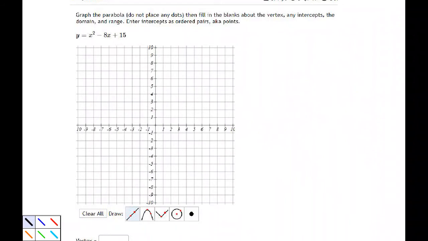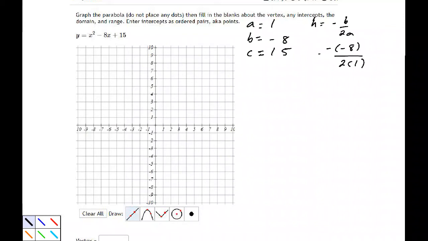First, I want to identify a, b, and c for this quadratic. This is in standard form already, so a equals 1, b equals negative 8, and c equals 15. Now, we can take those values of a, b, and c and evaluate those in the formula for the vertex. h equals negative b divided by 2a. Since b is negative 8, that will be negative 8 divided by 2 times 1. So that h for our vertex will be positive 8 divided by 2, or 4.